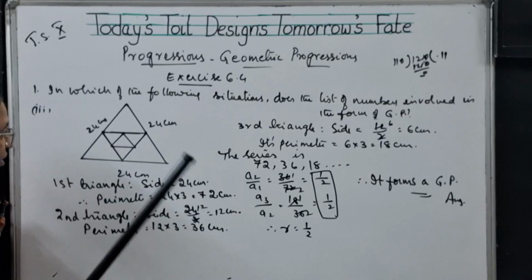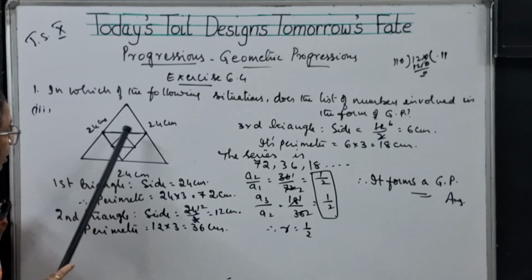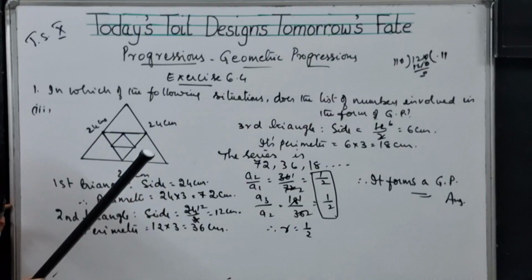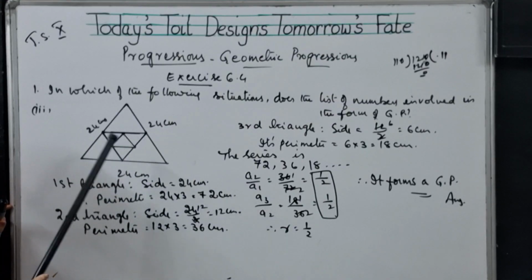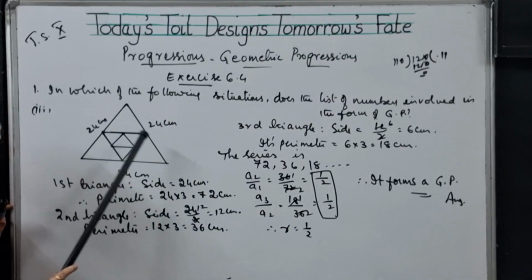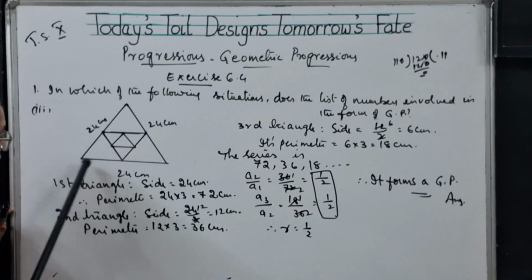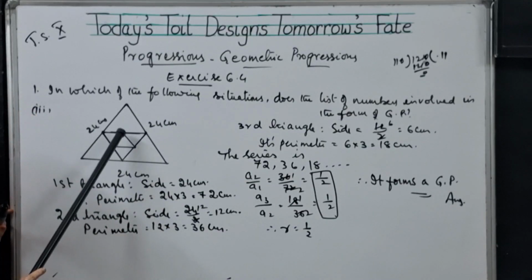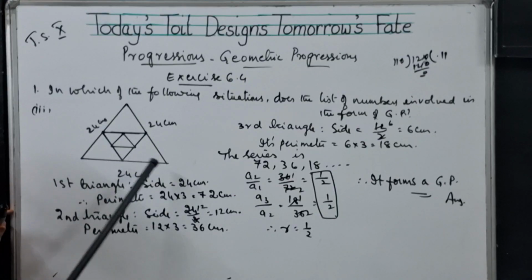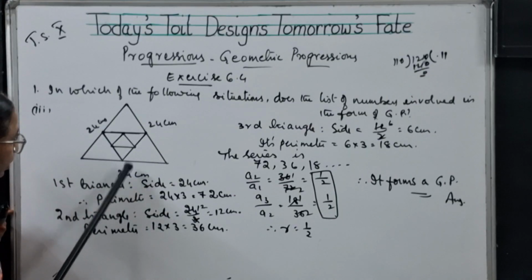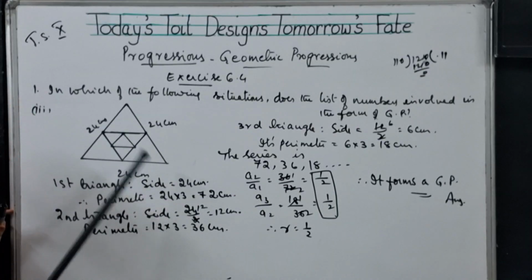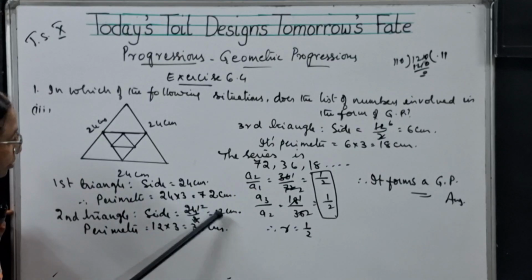See children, in 9th class you have done, when you are joining these two midpoints, even in your similar triangles also, if a line is drawn through the midpoints of two sides of a triangle, it is parallel to the third side, and also it is half of the third side. Third side is 24, so 24 by 2 is 12.